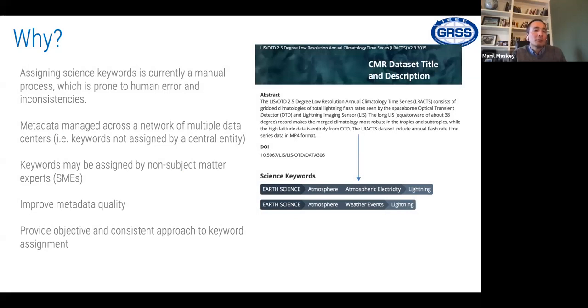So this particular application is for that, where we're trying to create these science keywords which are important in data discovery. And can we automate that process by looking at scientist-provided abstracts for these data sets, so that the curator doesn't have to subjectively determine these scientific keywords.